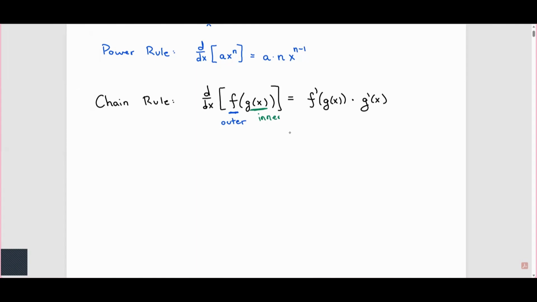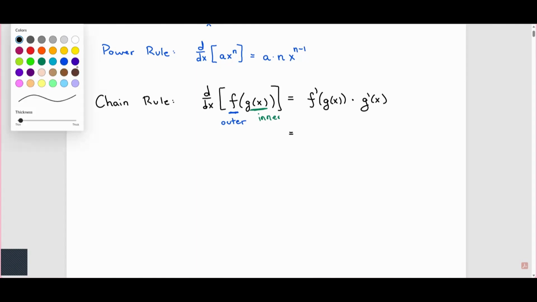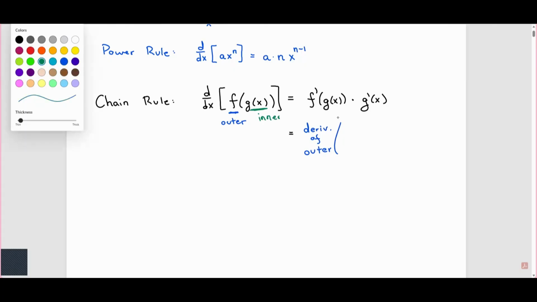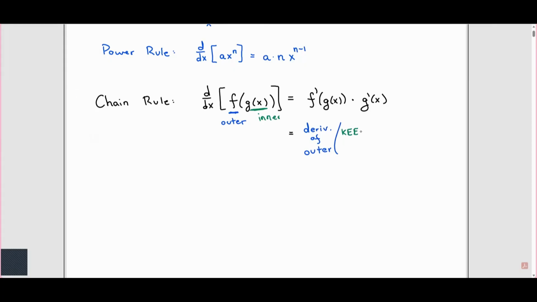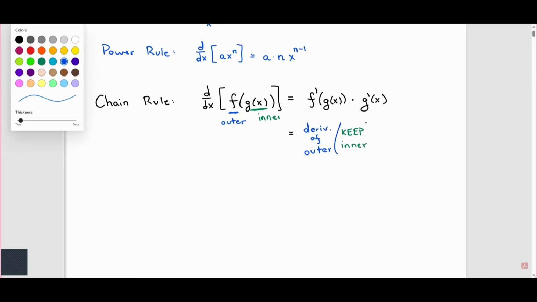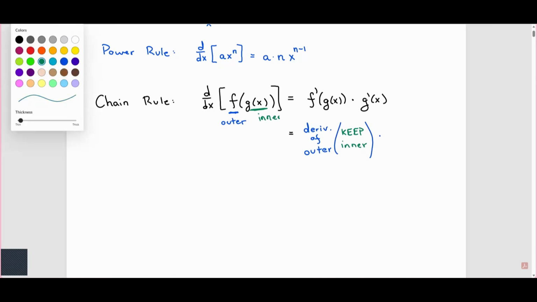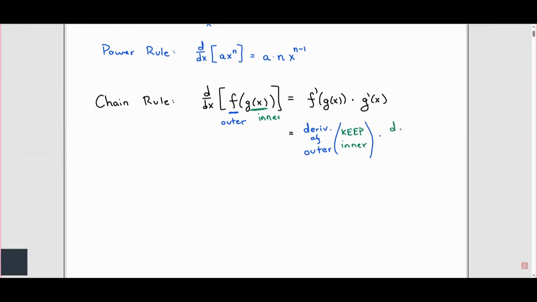And now let me rewrite this rule using this outer and inner idea. So first it says f prime, and then keep g of x inside. So I'm going to find the derivative of my outer function, and I'm going to keep the inner function nestled inside. Meaning do not change the inner function. It stays exactly the same and it stays nestled inside the derivative of the outer function. Then I'm going to multiply. And then notice, then I attach times g prime of x. Now I'm going to take the derivative of the inner function.